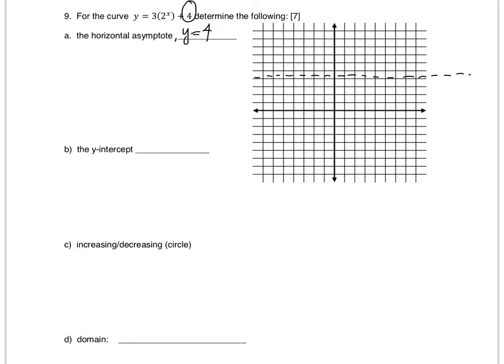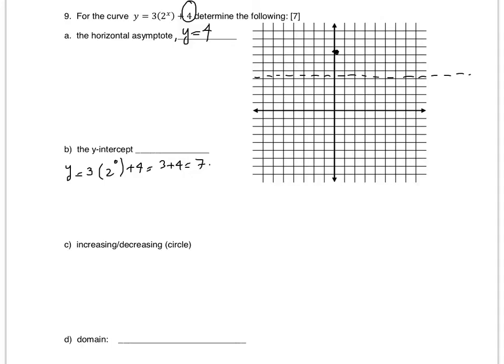Now the y-intercept. By definition, the y-intercept is going to be the one where x is equal to 0. So the y-intercept is 3 times 2 exponent 0 plus 4. 2 exponent 0 is 1, so 3 plus 4, which is going to be 7. So the y-intercept is going to be a point here.